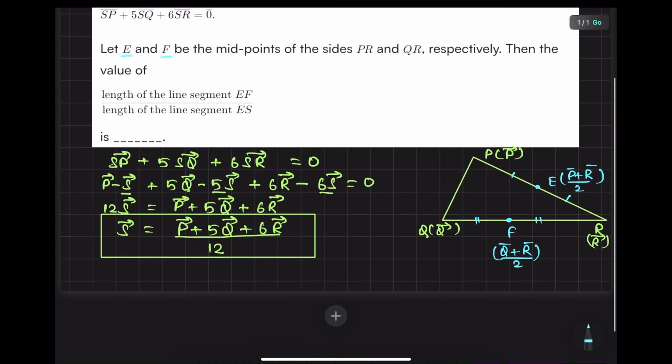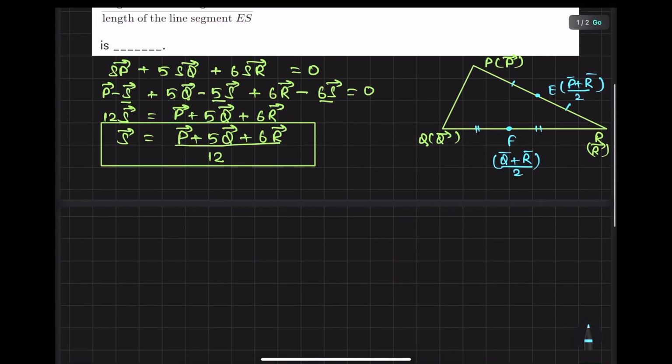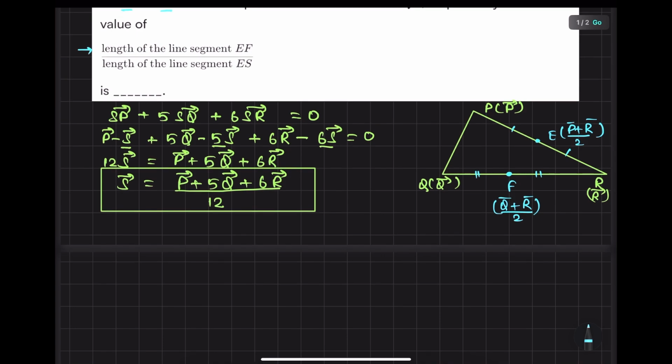Now how will we solve this question? We need to find out the length of EF by the length of ES. So we will find out the EF vector. You know that it is F minus E, so it is (Q plus R) by 2 minus (P plus R) by 2. So the R thing is gone, you got (Q minus P) by 2. I hope till this part you guys are okay.